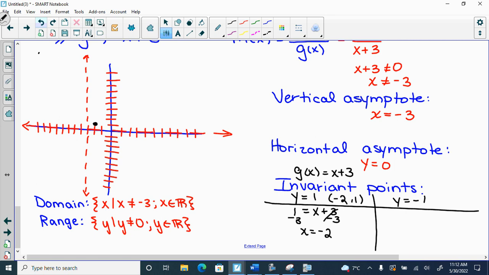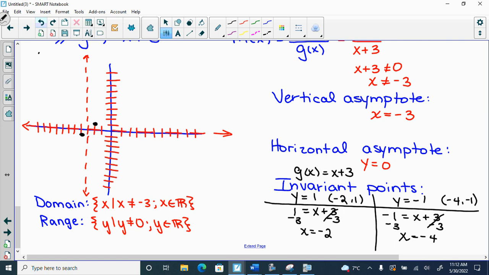And then -1 equals x plus 3, subtract 3, x equals -4. Now with reciprocal linear functions, they're always in opposite quadrants. So if one's in quadrant 1, then this one's in quadrant 3, right? Like they're in opposite sides always.